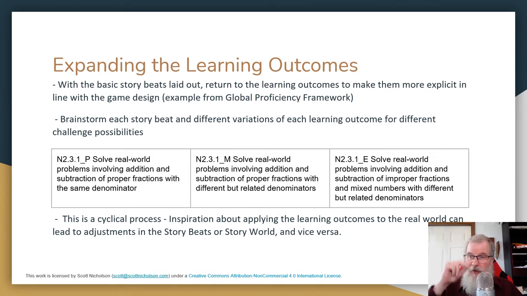But realize this is part of that cyclical process. It's like, here are the story concepts. Here's how I can bring in some learning outcomes. Did I include all the learning outcomes? Or have I missed something? All right, I've missed something. Okay, now where do I insert something in the story to allow me to pick that up?